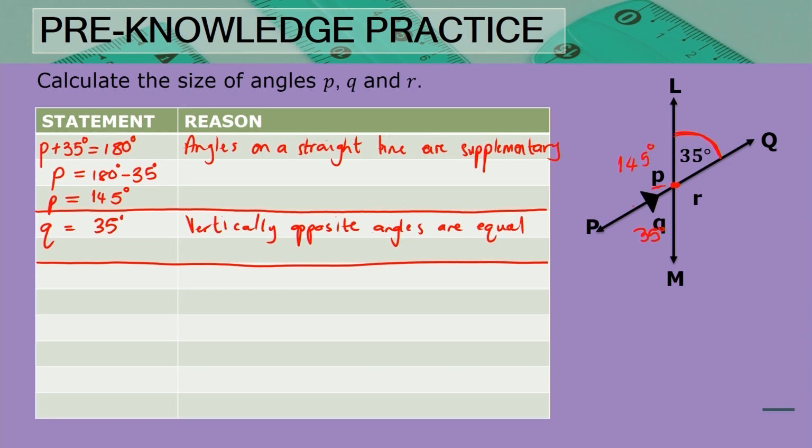What about angle R? Angle R is also formed by these two lines intersecting there. When we're looking at that common vertex, we can see that angle R is opposite angle P. Since we found P as 145 degrees, that means that angle R is also 145 degrees. Again, the reason is that vertically opposite angles are equal. And there we have it. We have calculated angle P, angle Q, and angle R.